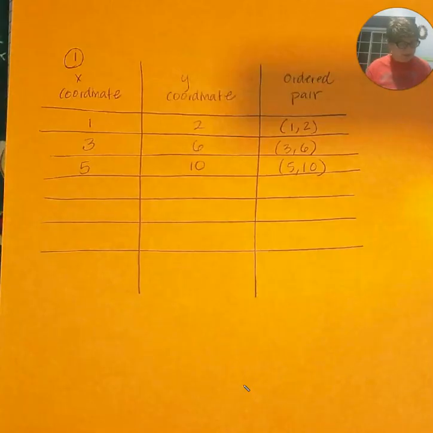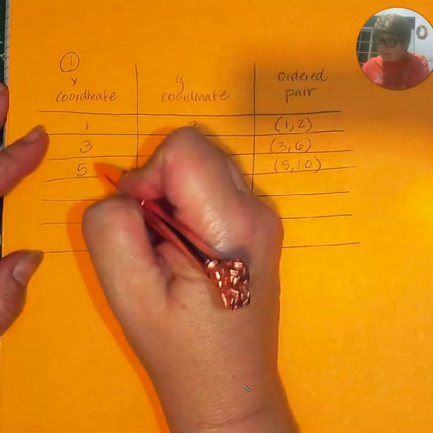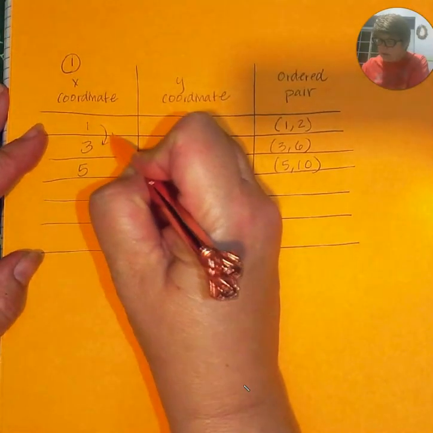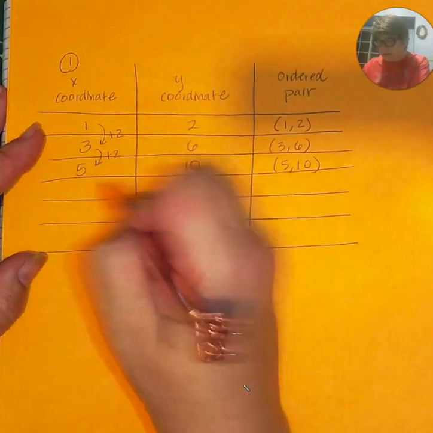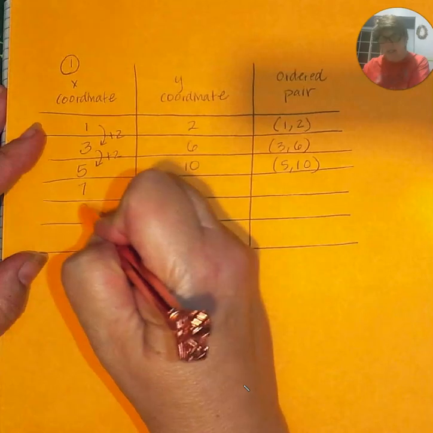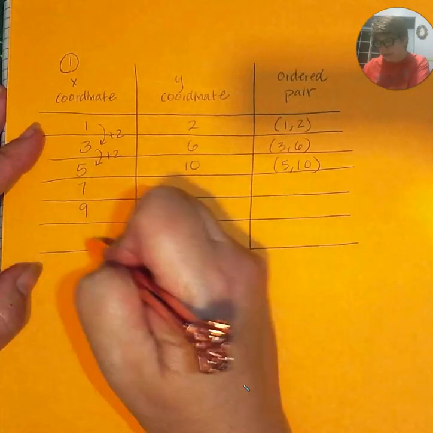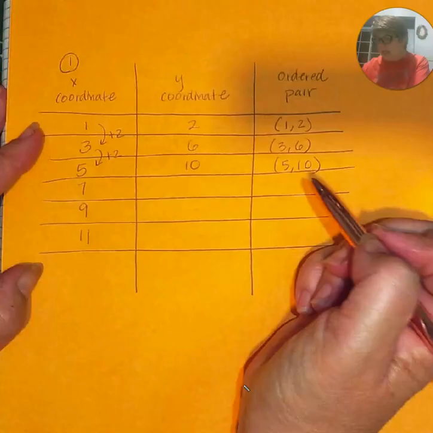Thinking about the patterns that we see there, we see that our x's are showing one pattern and our y's are representing another pattern. How could we determine our next 3 x coordinates? Maybe you already did. What did you do there? Let's add: 1 plus 2 is 3, 3 plus 2 is 5, so 5 plus 2 is 7, 7 plus 2 is 9, 9 plus 2 is 11. Very good. And what about here?